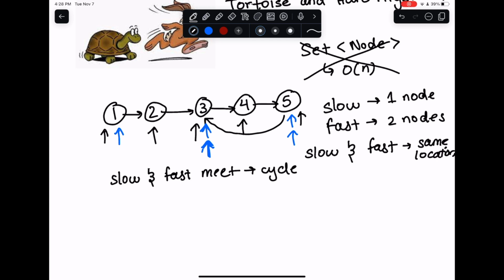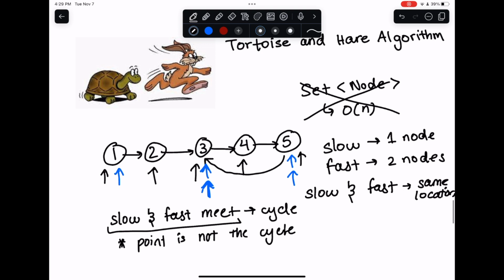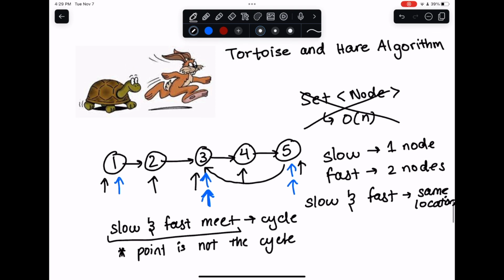But here's the key differentiation: the point at which they meet is not necessarily where the cycle starts. In this case it was where the next variable was the cycle, but that doesn't necessarily happen. So don't think that the point where they meet is the cycle point. That's a key thing to keep in mind. It's not necessarily always going to work out that way mathematically. However, this is the basis of how you do the tortoise and hare algorithm. So now let's go over to LeetCode and code this out.